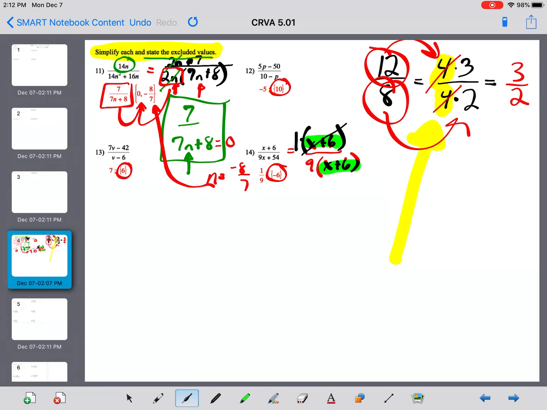So then these get reduced. Ooh, yeah. So we have 1/9. That's our reduced answer, our simplified answer. And then if you look back at your original, if you plug negative 6 in there, you get negative 54 plus positive 54, which is 0. So negative 6 can't be part of the domain.